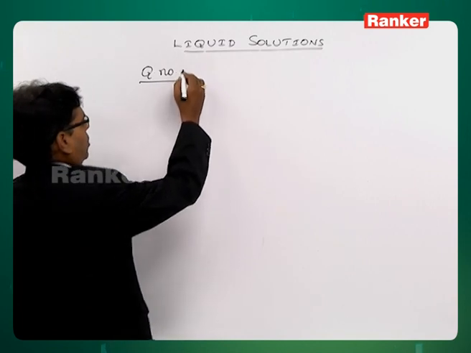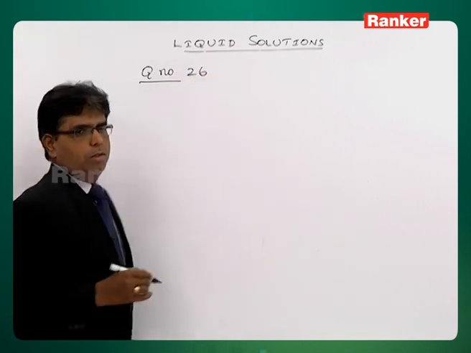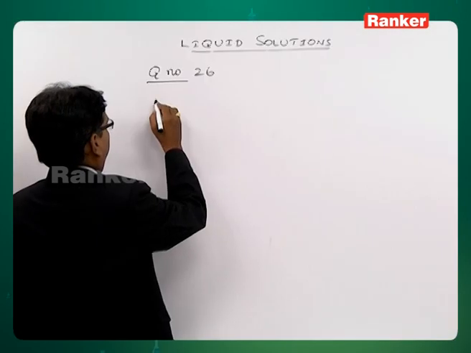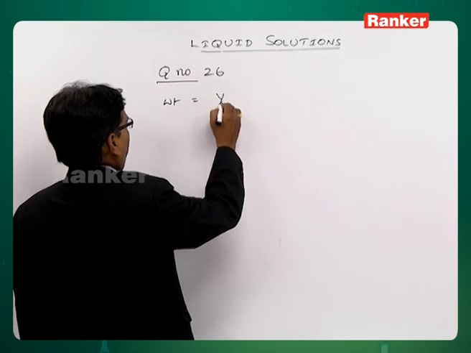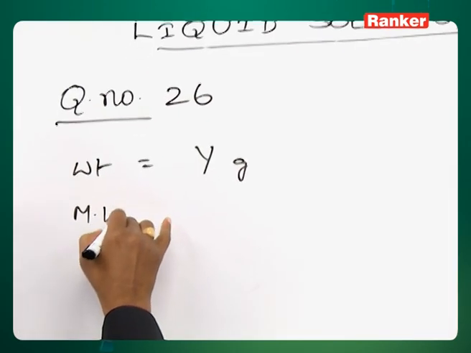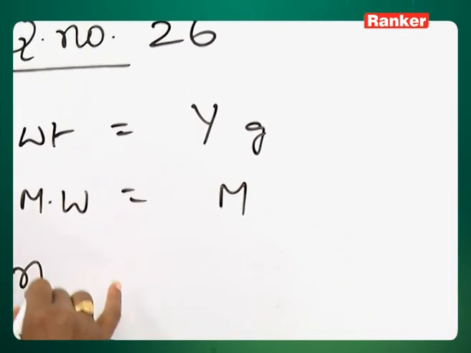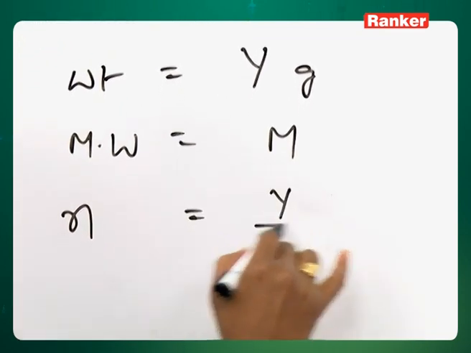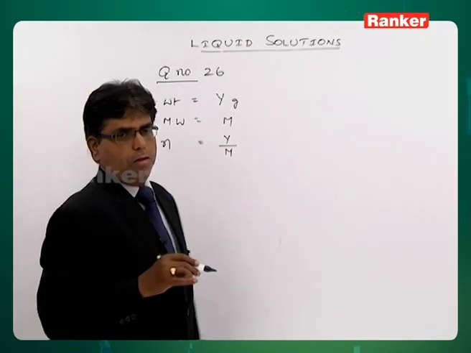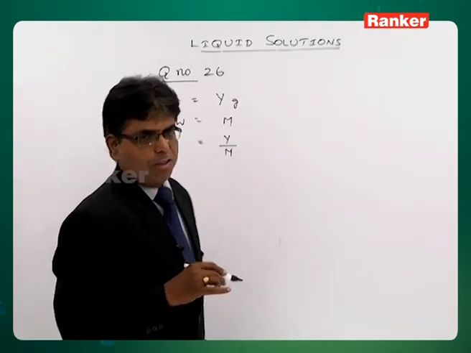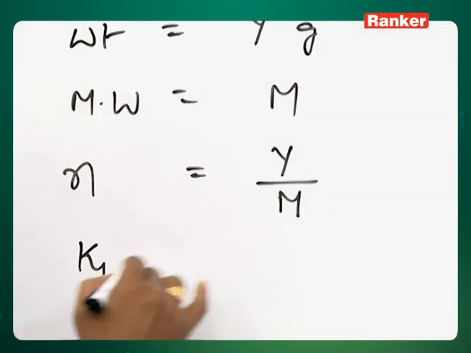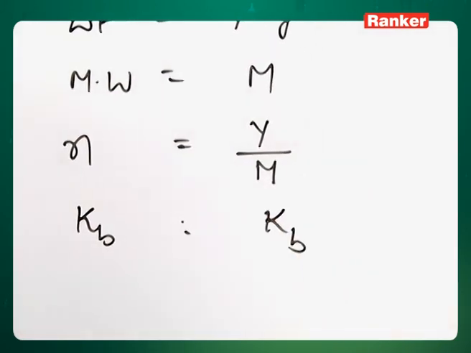Now, let us move on to question number 26. Y grams of a non-volatile organic substance of molecular mass m. Weight is equal to y grams, molecular weight is equal to m. So, the number of moles of solute is equal to y by m. Then the molar elevation constant of benzene is Kb.